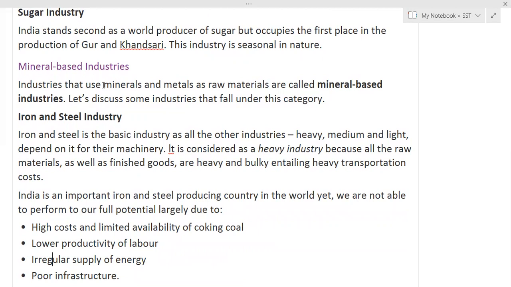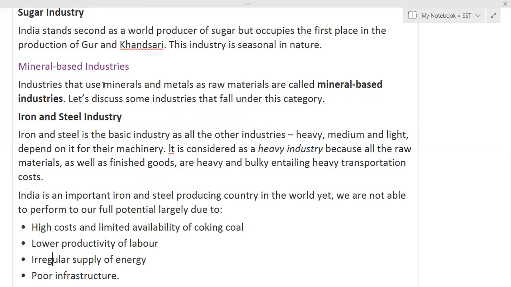It gives warmness to our body. Khandasari means we can say like sugar. And sugar industries are seasonal. There is a season for this industry. When sugar cane is being harvested, only then do these industries work. They work for about 6 months, and then for 6 months it stops.